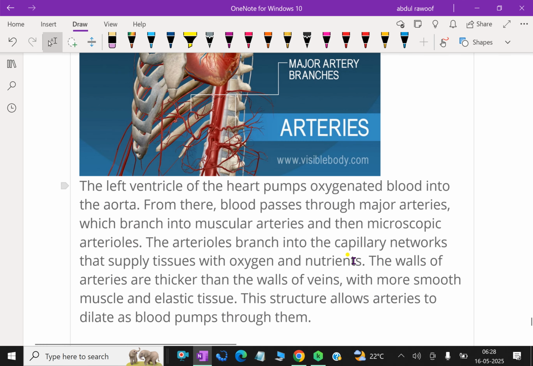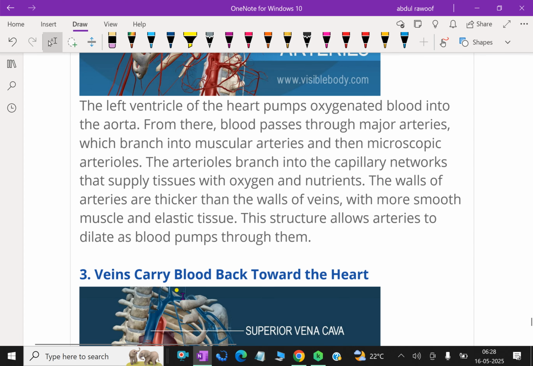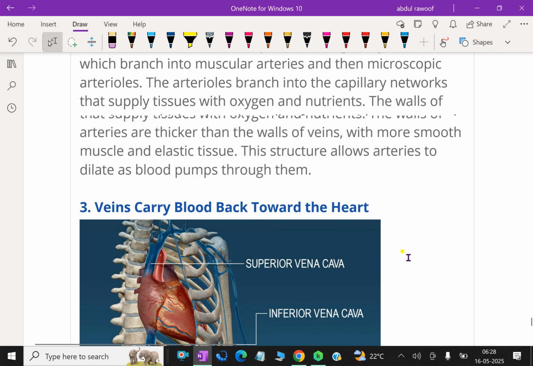The left ventricle of the heart pumps oxygenated blood into the aorta. From there, blood passes through the major arteries, which branch into muscular arteries and then microscopic arterioles. The arterioles branch into the capillary network that supplies tissue with oxygen and nutrients. The walls of arteries are thicker than the walls of veins, with more smooth muscle and elastic tissue. This structure allows arteries to dilate as blood pumps through them.